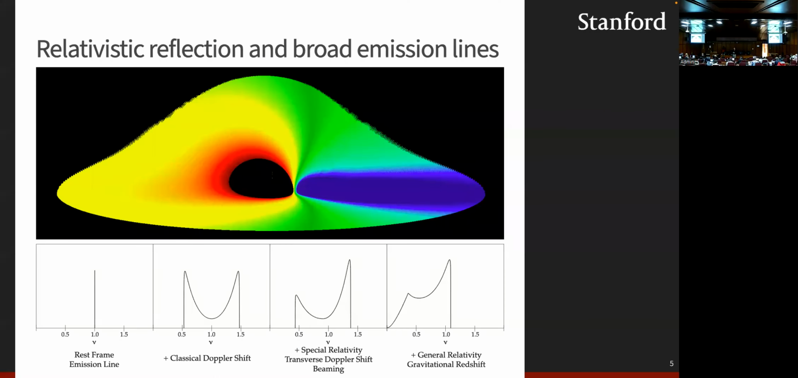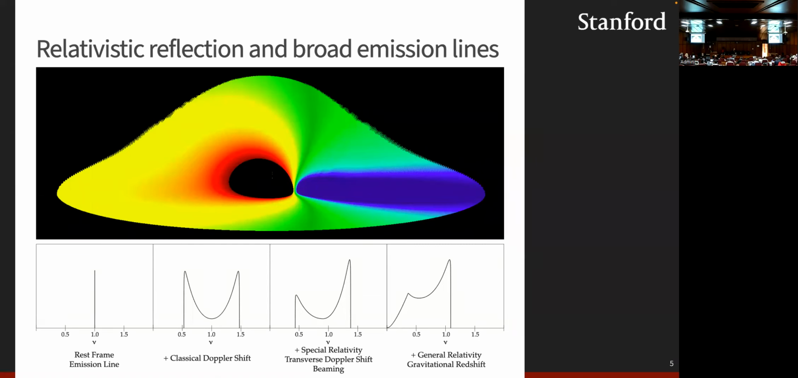So how exactly does that broad emission line get produced? Well, imagine we've got this accretion disk, a flat accretion disk that's going in orbit around the black hole. Ignoring general relativity to begin with, just thinking about classical Newtonian physics, we've got one side of the disk coming towards us, one side of the disk moving away from us.